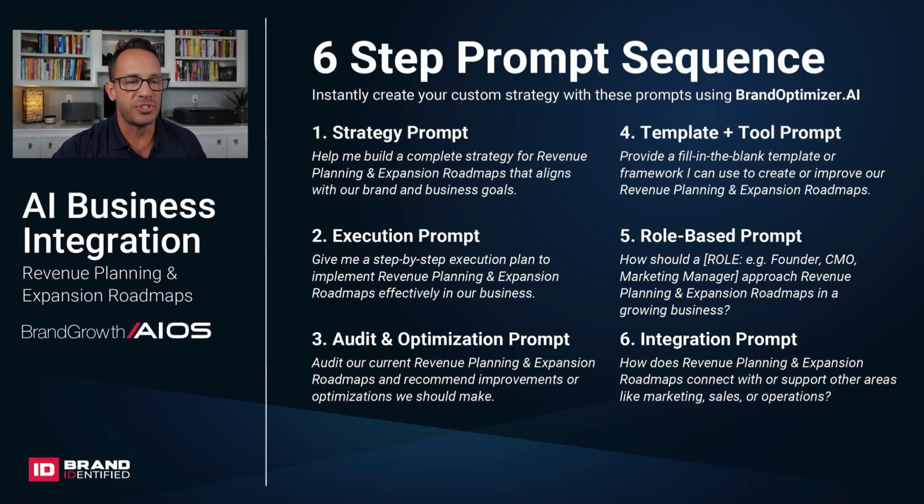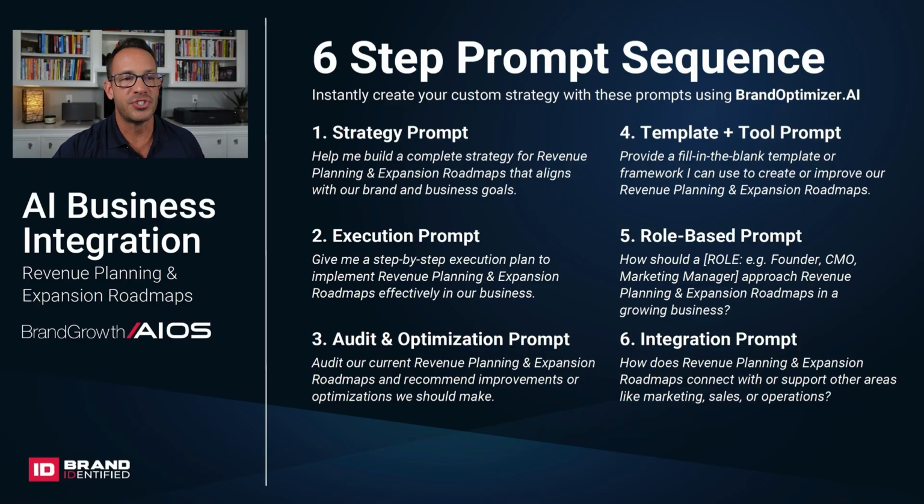Prompt number 2 here is your execution prompt. Give me a step-by-step execution plan to implement revenue planning and expansion roadmaps effectively in our business. Prompt number 3 is your audit and your optimization prompt. So that is, audit our current revenue planning and expansion roadmaps and recommend improvements or optimizations that we should make.